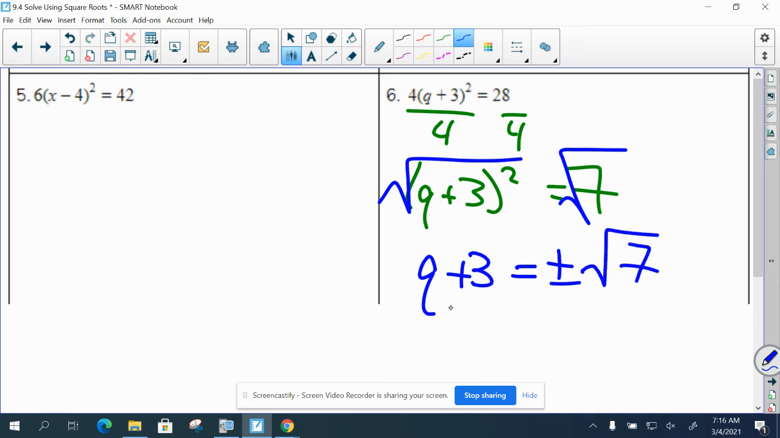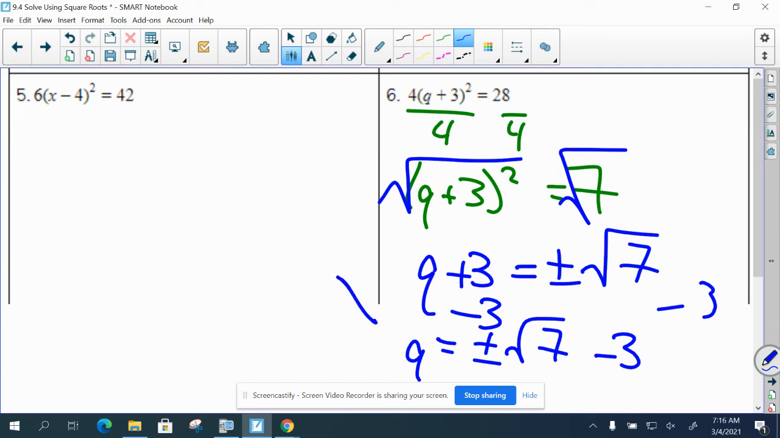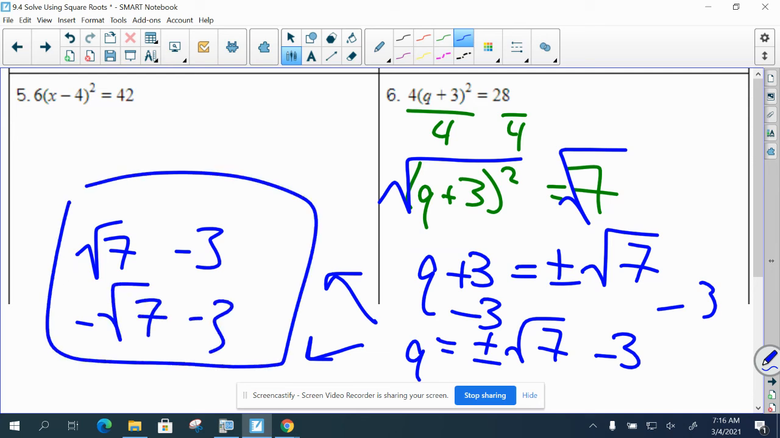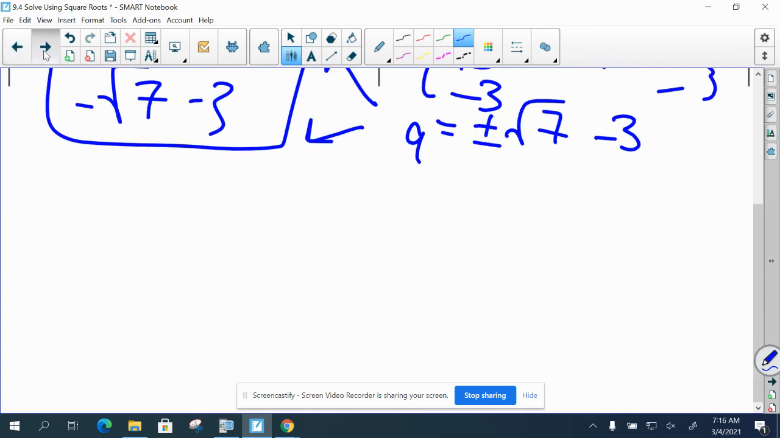And then you have to subtract the 3. So we got q equals plus or minus the square root of 7 minus 3, which is actually 2 answers. It's positive square root 7 minus 3 and negative square root 7 minus 3. You can type those in your calculator to figure out the decimals. And then I think I have a little challenge problem below that.